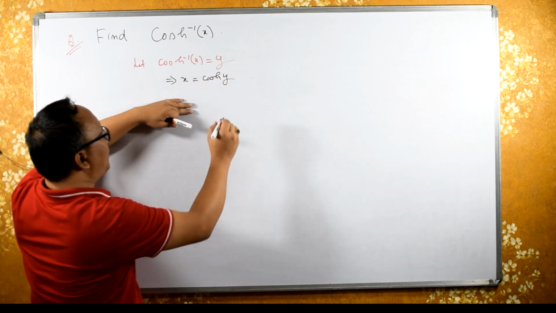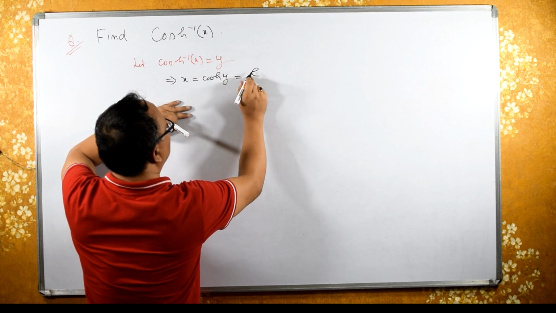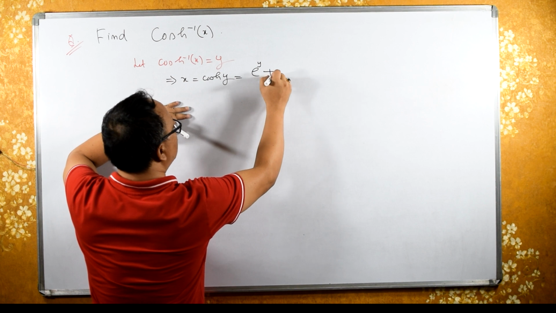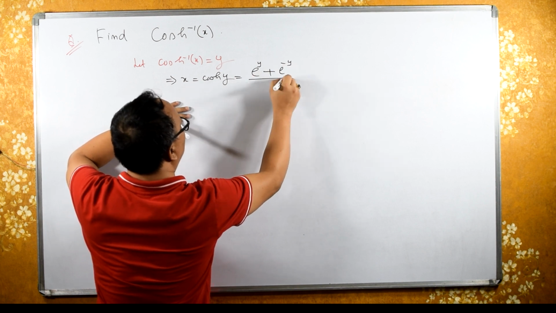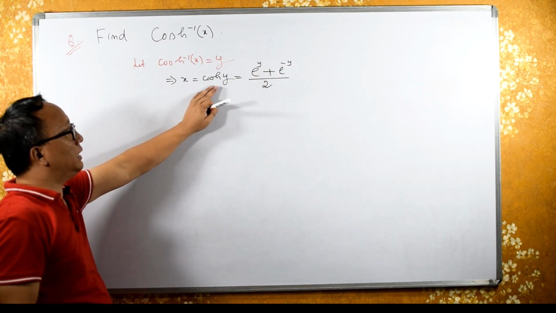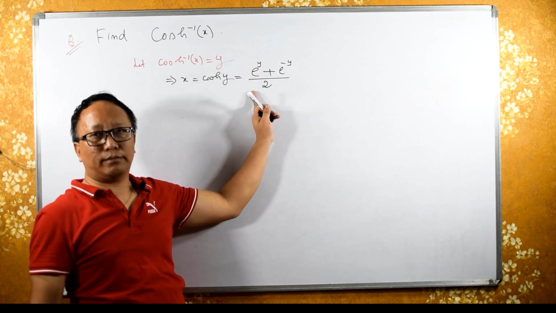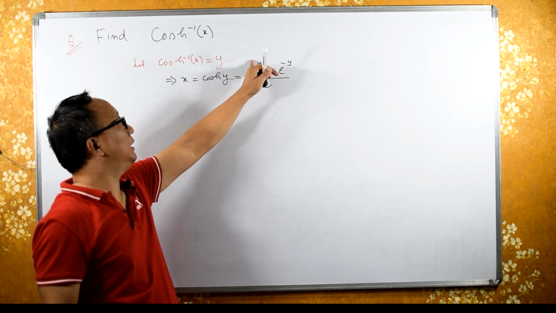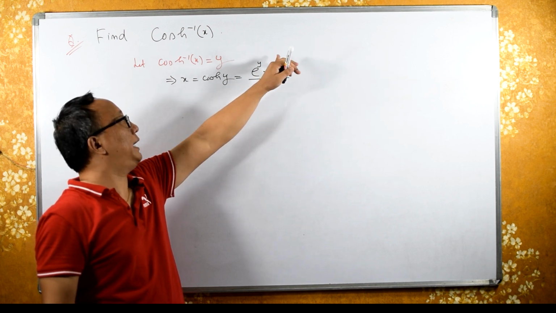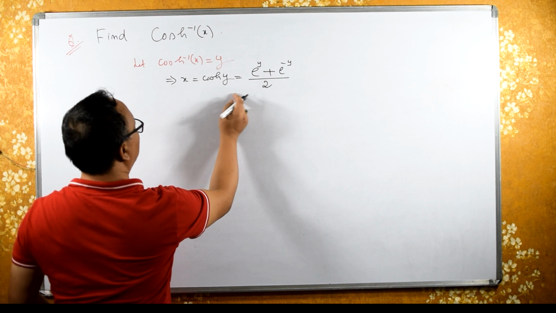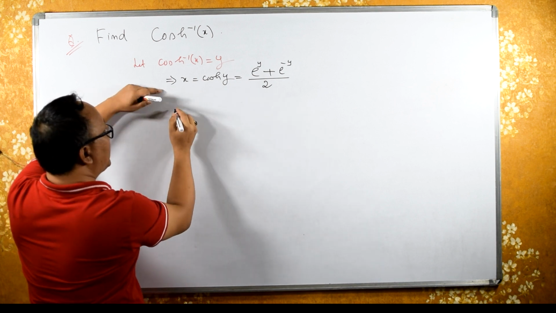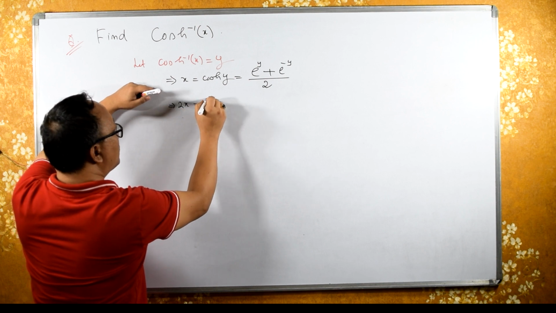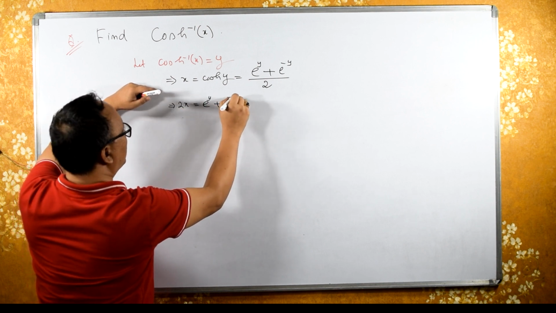What is cos hyperbolic y? By the formula, cos hyperbolic y is e raised to y plus e raised to minus y upon 2. Since it is hyperbolic, the i will not come over here. Otherwise, if it is cos y in terms of e, the i will come. Now let's cross multiply. This is the same as 2x equals e raised to y plus e raised to minus y.